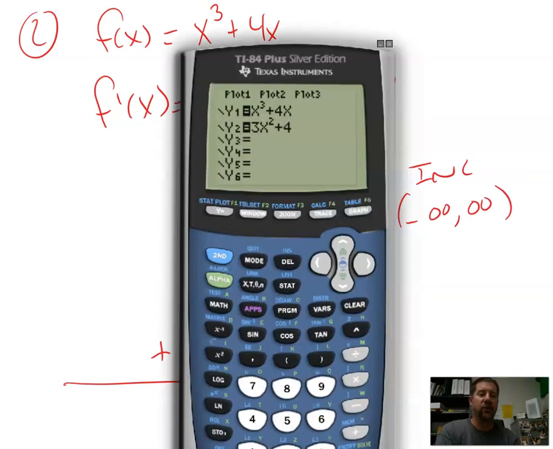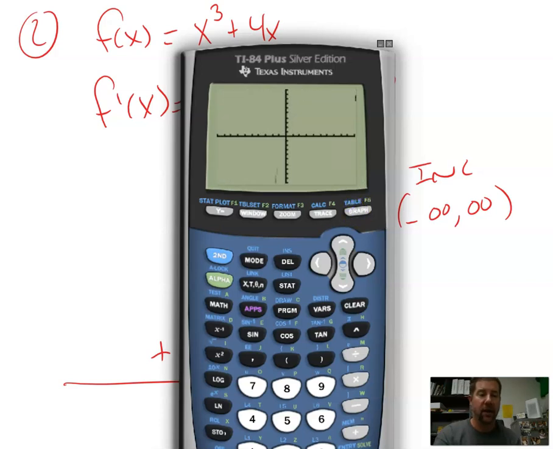All right, and again, if we look at our graph of the two functions, y1 is x cubed plus 4x, and y2 is 3x squared plus 4. If we graph these, here comes f, and here comes f prime. Because the derivative is always positive, f was always increasing. And because it's always increasing, there are no relative maxes or relative mins, because we don't have that change in sign.